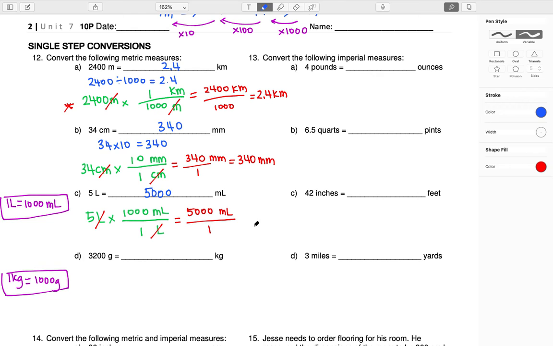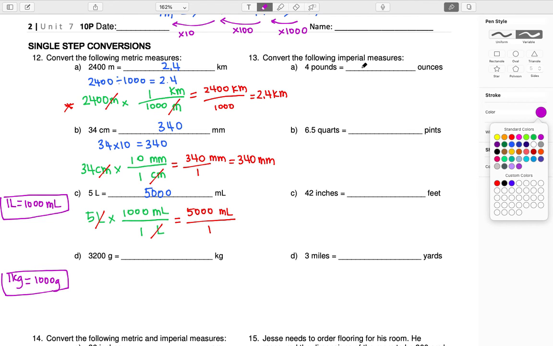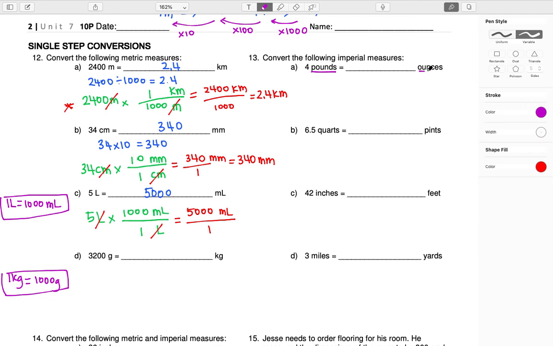And now we're going to take a look at number 13. So we are going to learn how to do imperial measure conversion. So to do this, again, you have to look at the conversion chart on the survival guide. It's in the chart format in a table. So in this case, we're turning from pounds to ounces. So therefore, we know that 1 pound is equal to 16 ounces. So that should always be your first step.